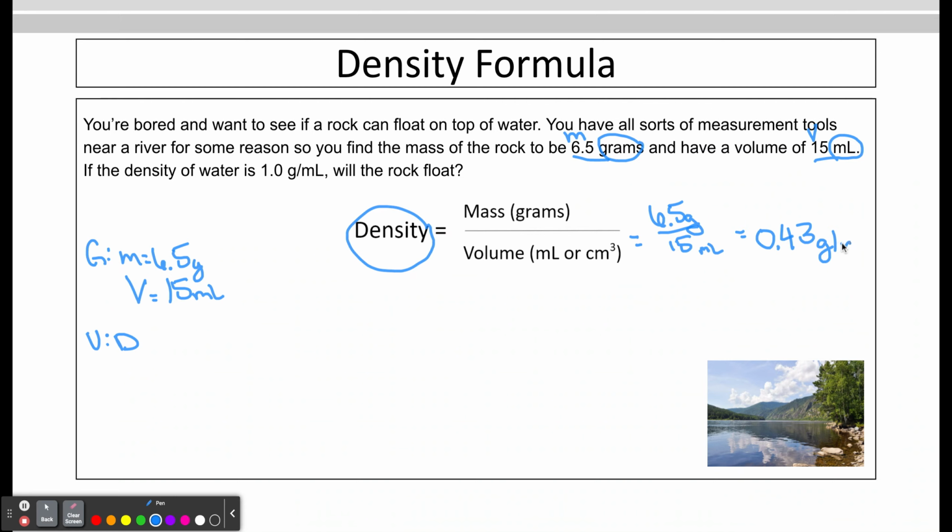grams per milliliter. The density of water is always going to be 1, and the rock is less than 1. Therefore, the rock will float on top of the water. Now, if the rock had a density of 4.3, it would sink.